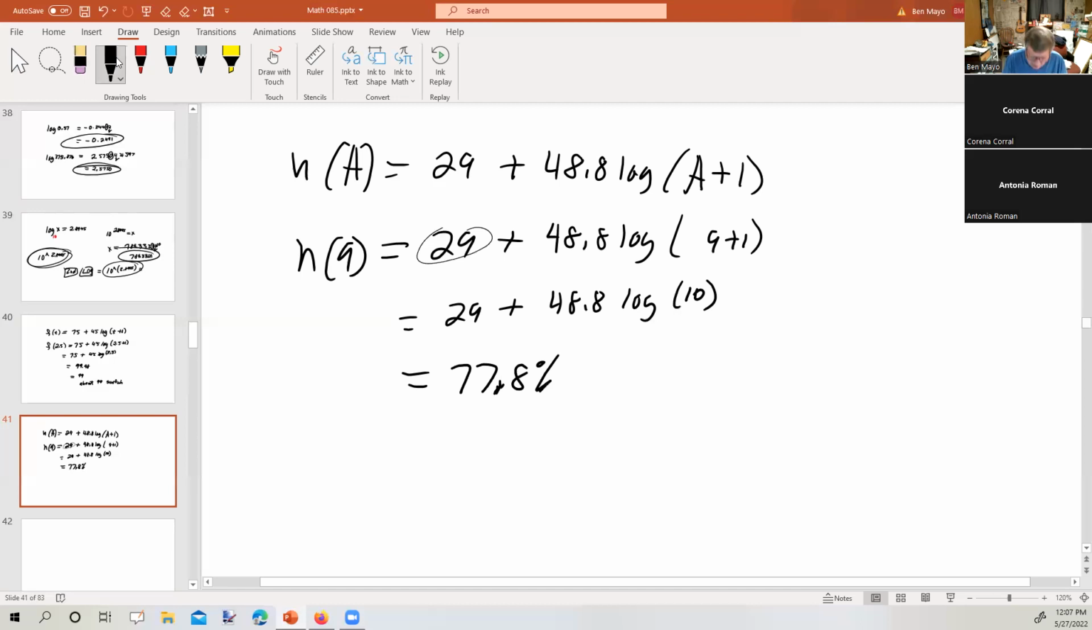So what they're saying is, on average, a 9-year-old boy has reached 77.8% of his adult height. That doesn't mean that will happen for every boy, but on average. So like if you take 10,000 boys that are 9 years old and measure how high they are, and then you come back when they're adults, kind of thing. Okay? Okay.